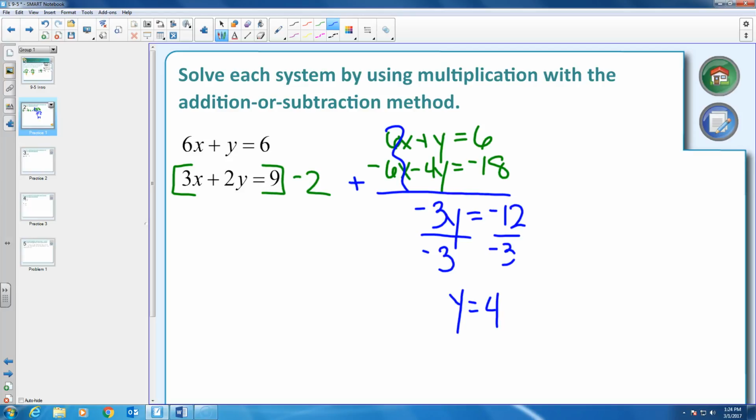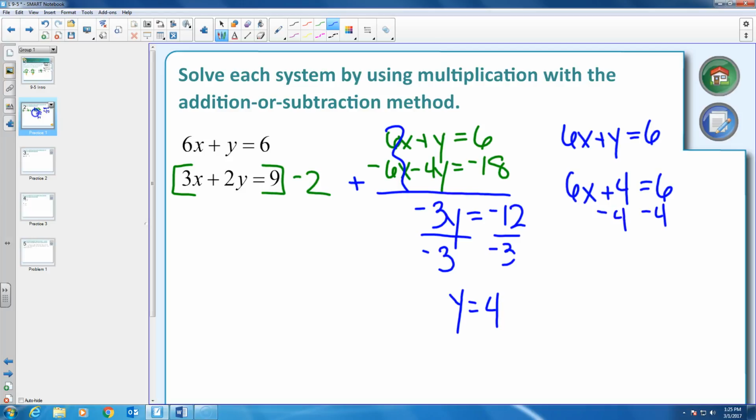We have to have an x and a y. So I need to plug that back in. Does it matter whether we plug it into the top equation or the bottom equation? No. Either one works. Again, I usually pick the one that's got the smaller coefficients, to give me easier math. So I would say 6x plus y equals 6. 6x, we just saw y is 4, so I'm going to plug that in, equals 6. And now we're just going to solve the equation.